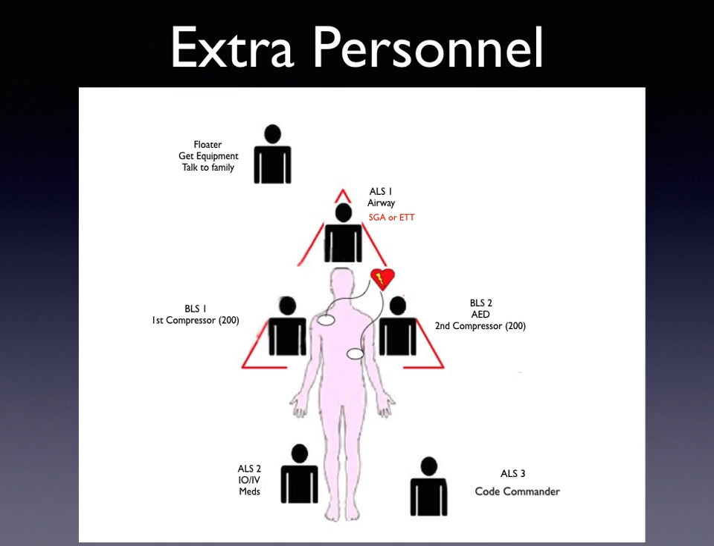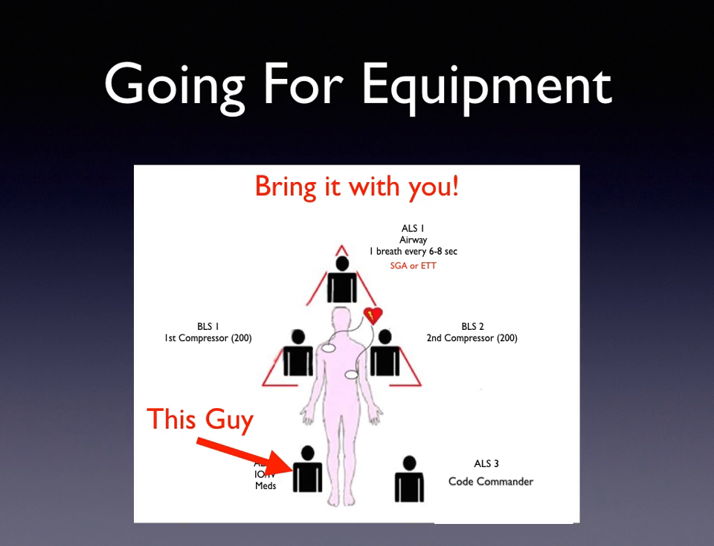Now, if you have extra personnel, they can go out and get equipment. They can talk to family. They can basically get a history for you. But if you do not have that, the person who is located at the patient's right leg, which would be someone from the ambulance crew, can go and get equipment. They can also speak with family and get a history for you.